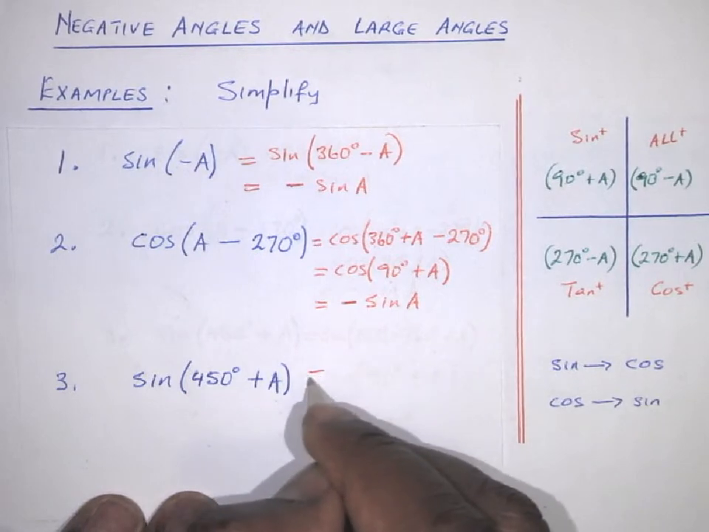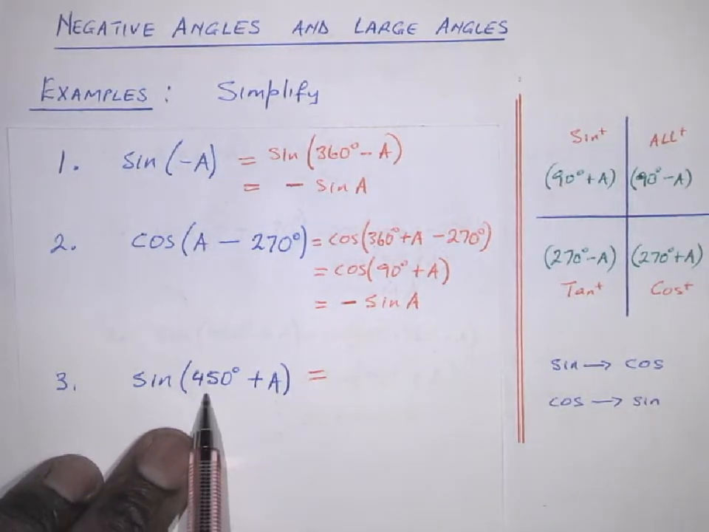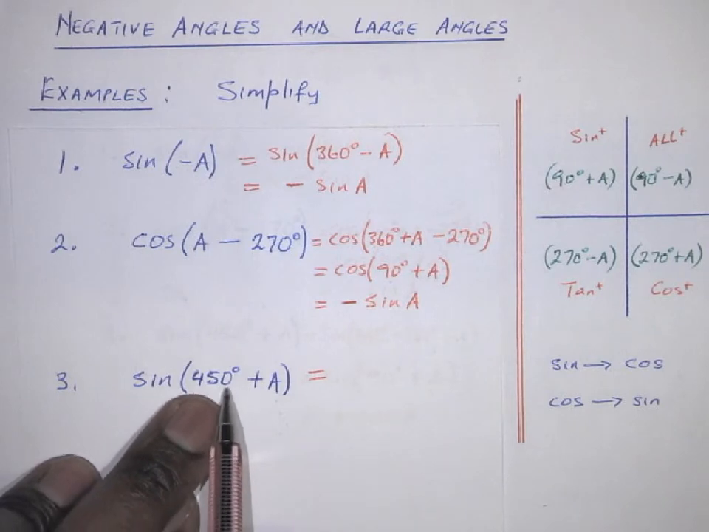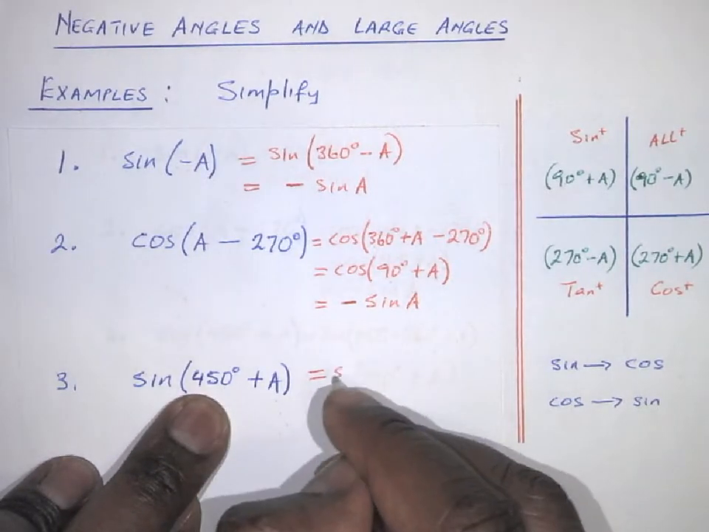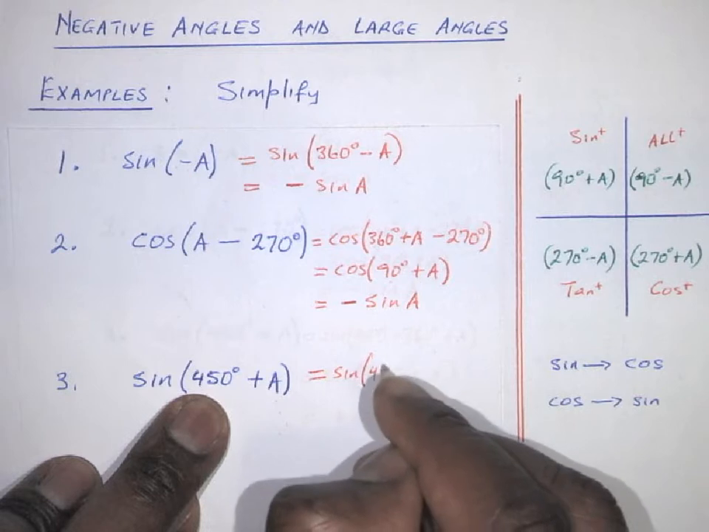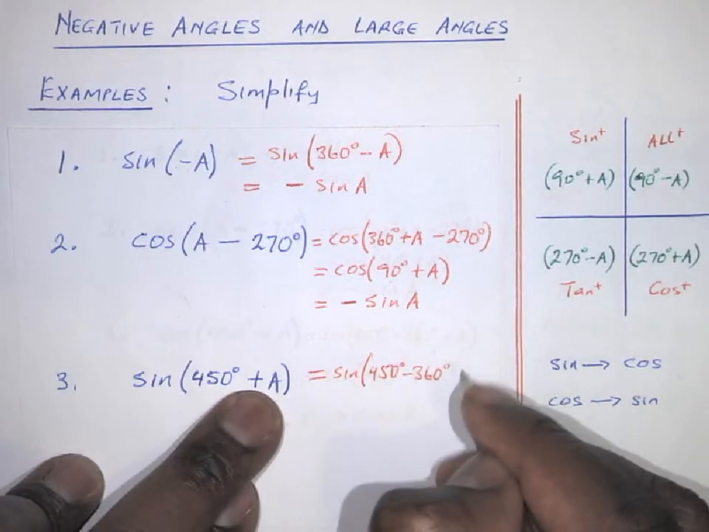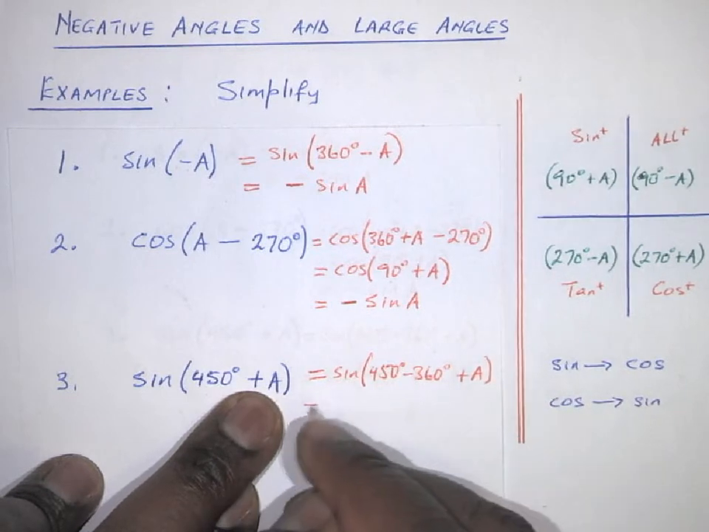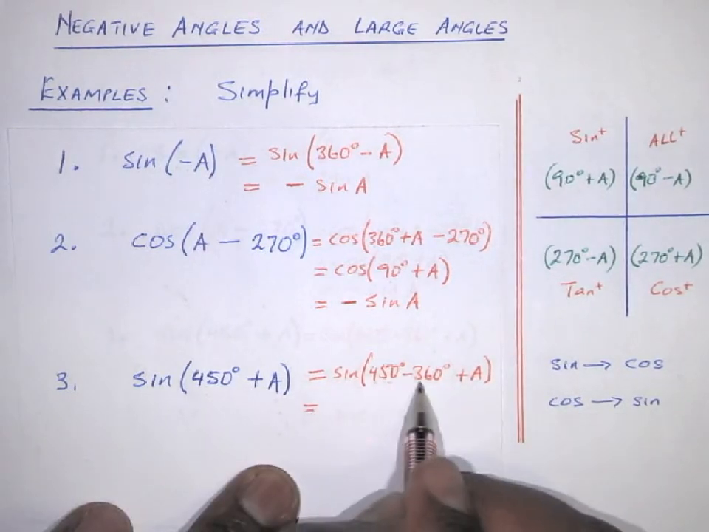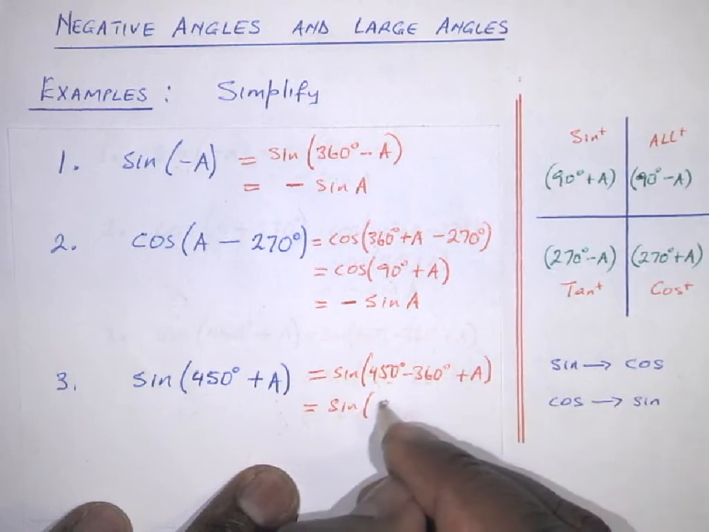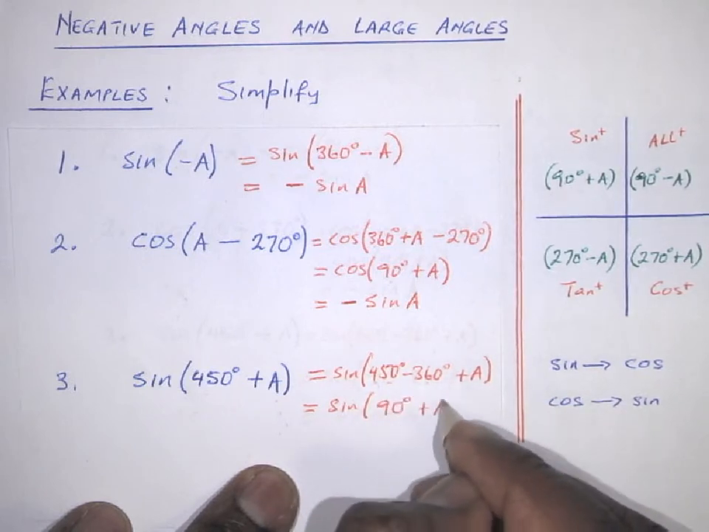Now let's look at this one here. This angle is very big, so what we do is subtract. If the angle is big, just subtract 360. So therefore I'll have sine of 450 degrees. I must subtract 360 degrees, then plus an A. Now we'll have to simplify those like terms. So sine of, what is 450 minus 360? That is 90 degrees, then plus A.